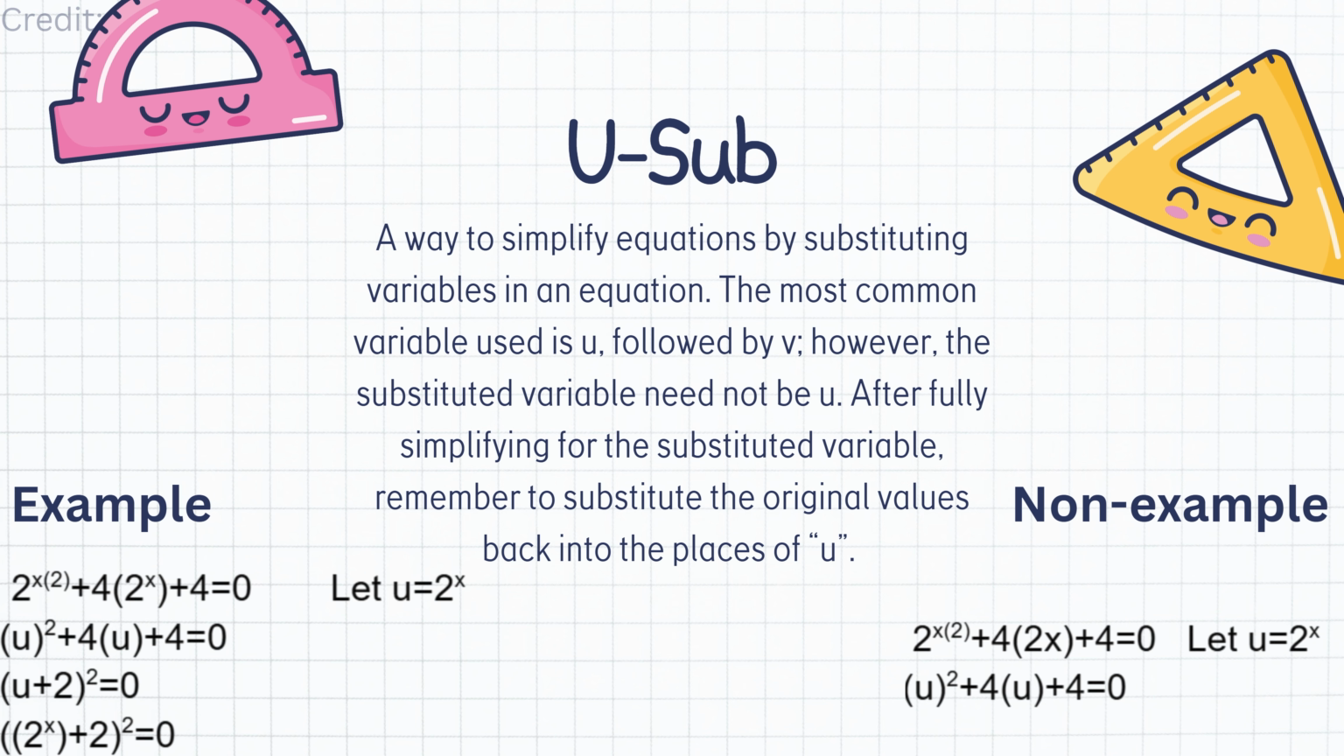U sub is a way to simplify equations by substituting variables into an equation. The most common variable is u, followed by v. However, you do not need to use these variables. In this example problem, the student successfully substitutes u in, which allows for them to substitute and simplify the equation. However, in the non-example, the student substitutes it wrong, which changes the value of the equation.